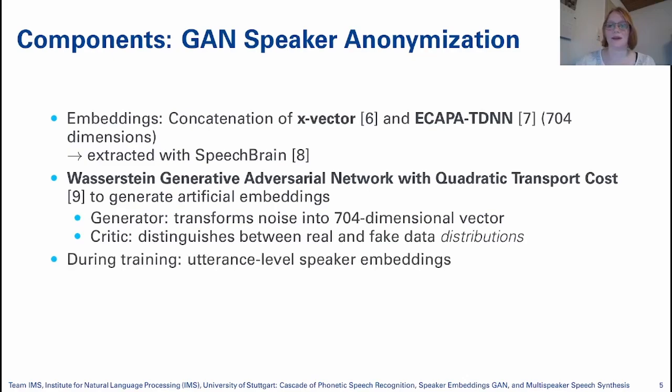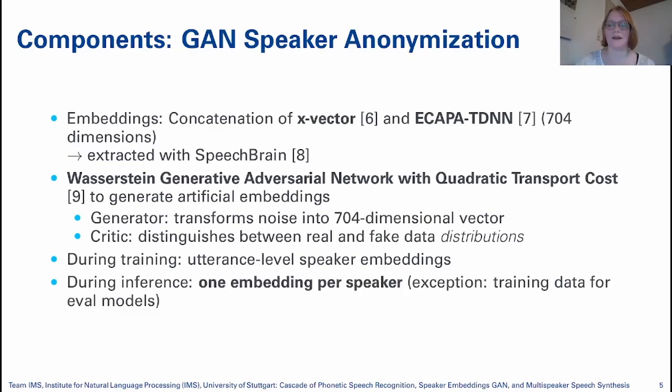During training, we use utterance level speaker embeddings. So this means that we are extracting a speaker embedding for each utterance and use this for the training. But during inference, we generate only one embedding per speaker and dataset, so that each speaker has the same voice in the new dataset. One exception is the training data for the evaluation models. There we use the utterance level speaker embeddings as defined in the evaluation framework.